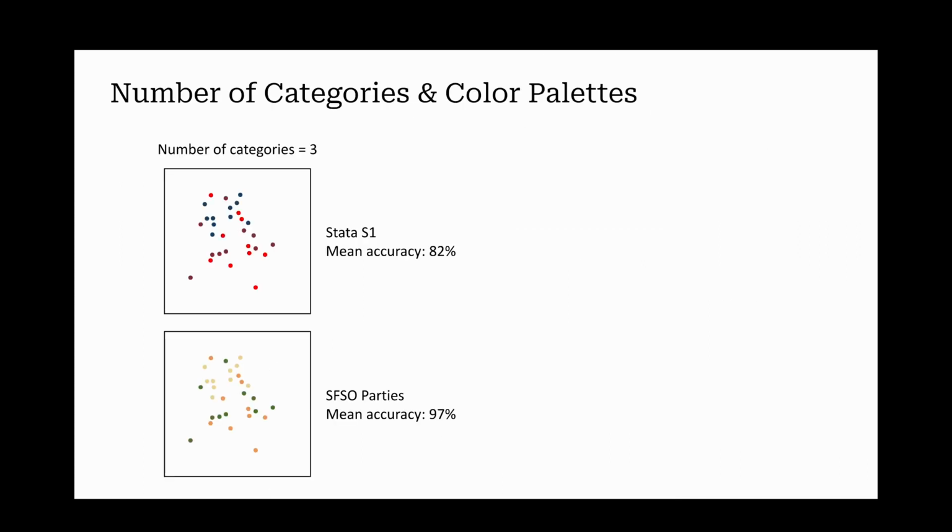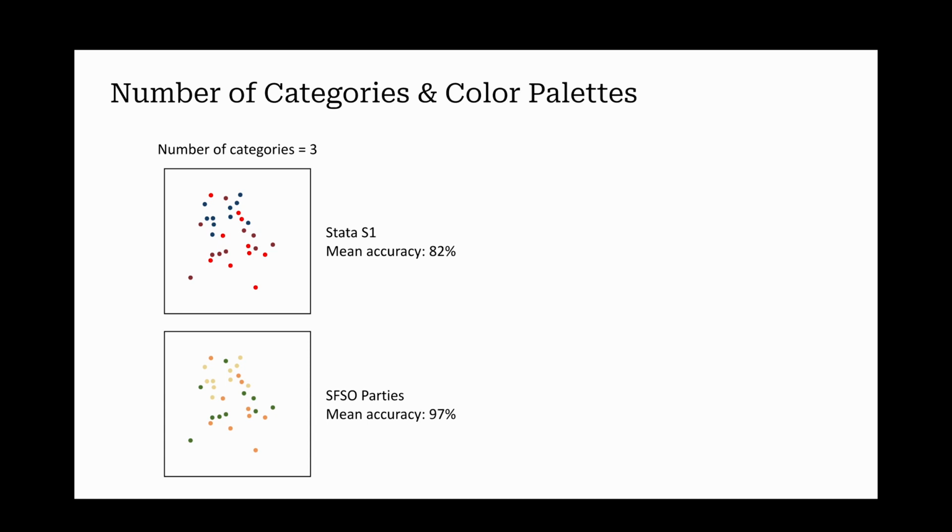Our analysis reveals a significant effect of both the category number and color palettes. The robustness varies depending on the color palettes. SFSO parties and Color Brewer Set 3 achieve the highest average accuracy rate in all data, whereas Muted and Data-S1 exhibited the worst overall performance, with an 11.3 accuracy difference on average between SFSO parties and Data-S1.